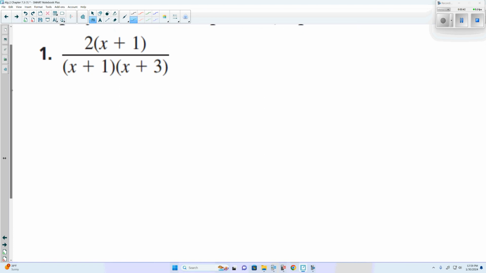This one here is the first one we're going to really look at that can simplify. So we have 2 times x plus 1 over x plus 1 times x plus 3. Is there something in common on top and bottom? X plus 1, we have an x plus 1 in common.